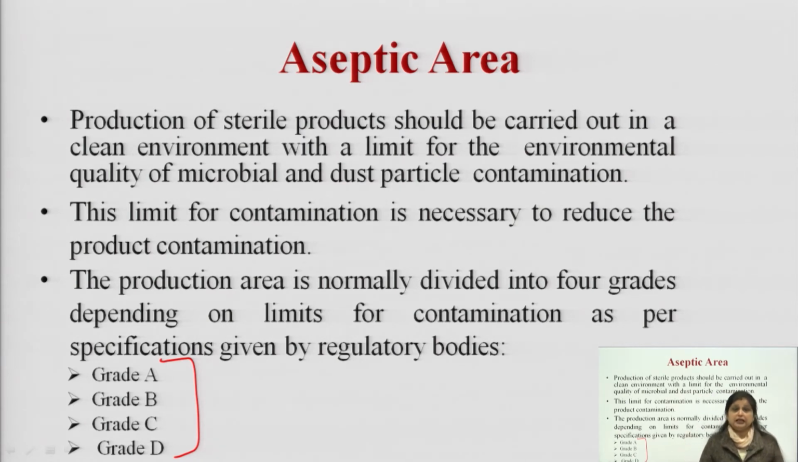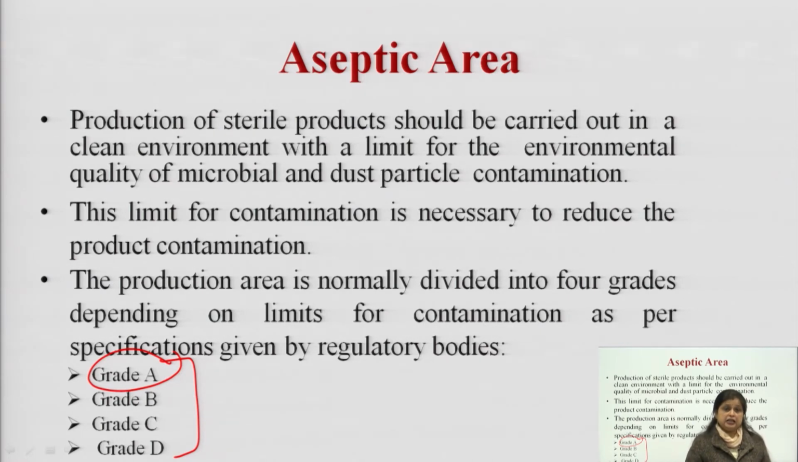Now these clean areas are defined. Out of these grades, grade A is known as the aseptic area. In grade A there will be no contamination, not even a single microorganism, and that area is called the aseptic area. There will be no dust particles in that area. Your whole parenteral section, as well as your microbiology lab, is also divided into these 4 grades: grade A, grade B, grade C and grade D.